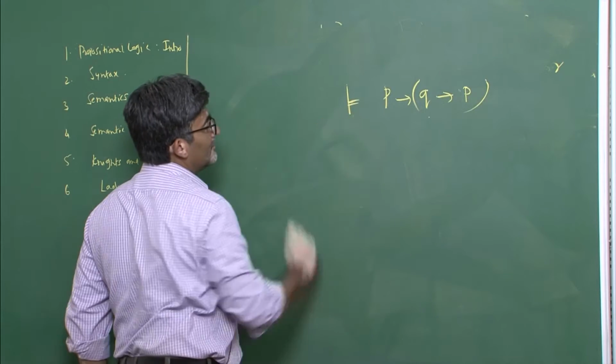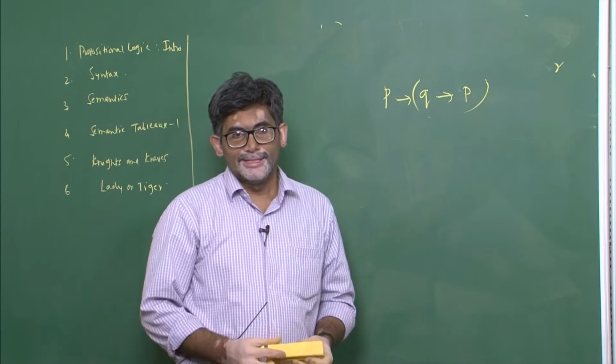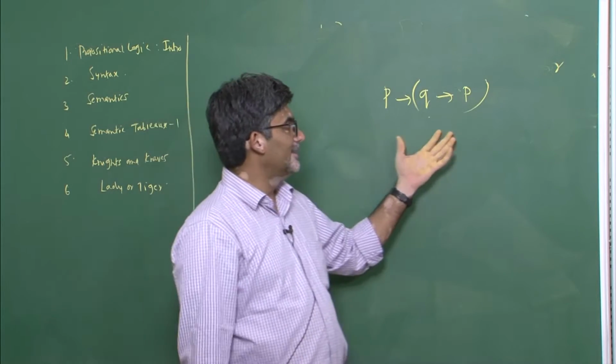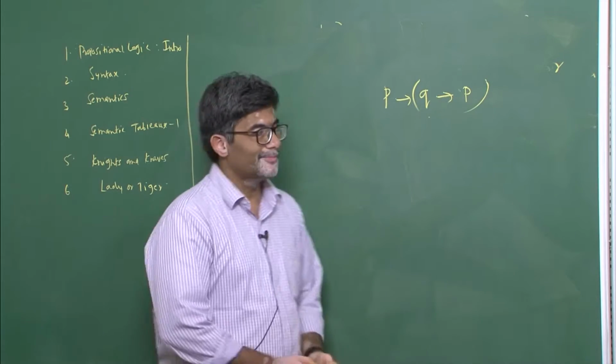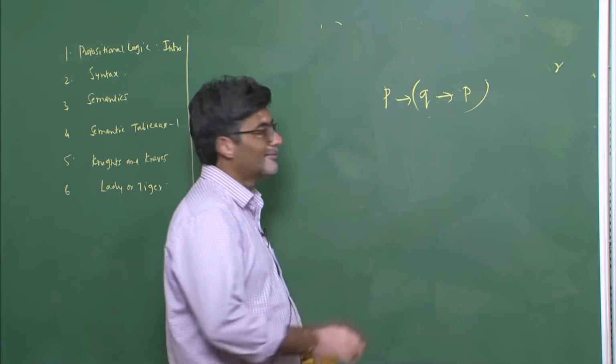So now we want to prove whether this is a valid formula or not. A formula is valid especially when it is considered to be a tautology. Now we are going to check for the tautology of a given formula.